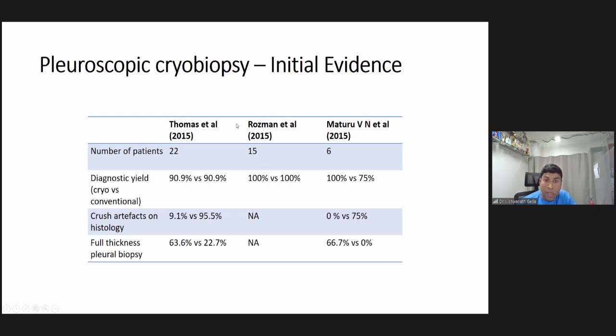et al. and Rosman et al. have shown that when cryobiopsy was obtained, the patients had a larger size of tissue compared to the forceps biopsy. There were fewer crush artifacts in histology. When you use forceps, because of the crush, we have something called crush artifacts. Generally, this interferes with the interpretation of the sample by a pathologist.